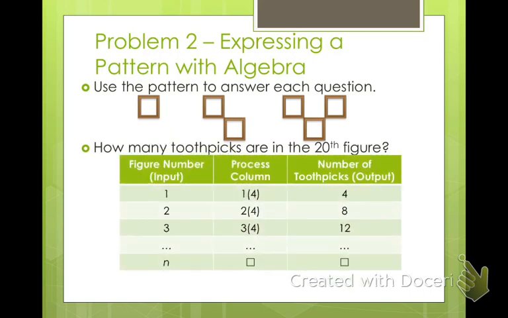Okay, here's a chart that they use in the book that can help you. Sometimes they won't be as easy as this. So you have your input, that's what figure number you're on. Your process column means what did you do to get to your last one. So what if we just said the n figure? What do we have to do for each one? We take n, multiply it by 4, so 4n would give us the value for any figure in this pattern.